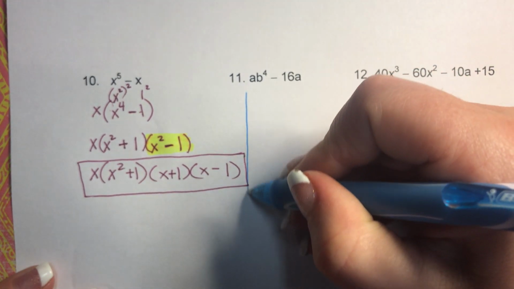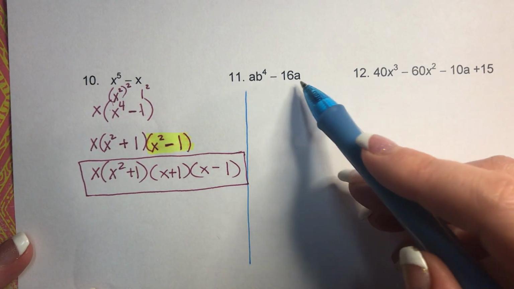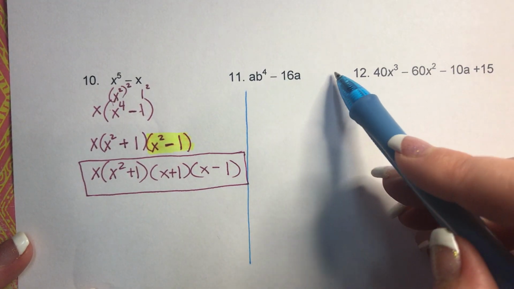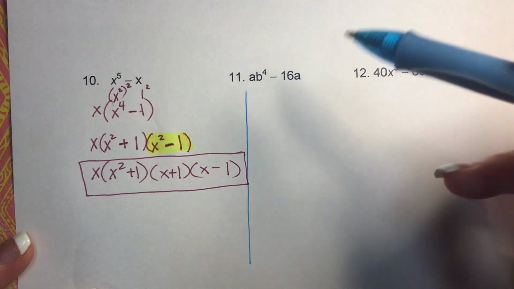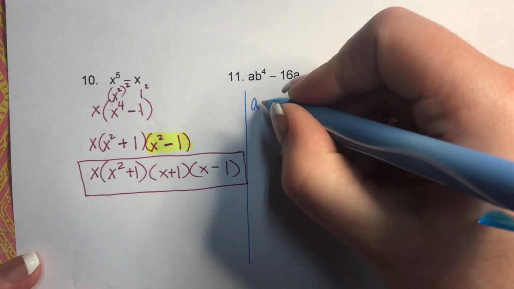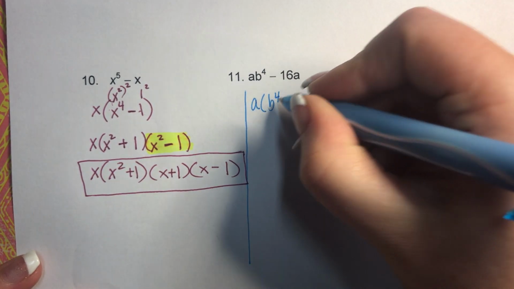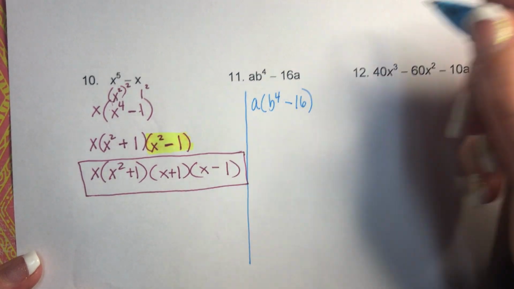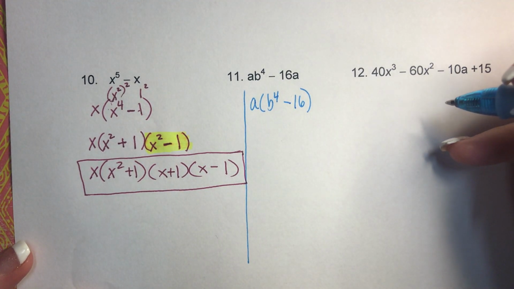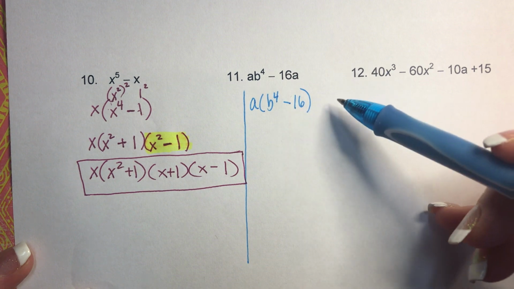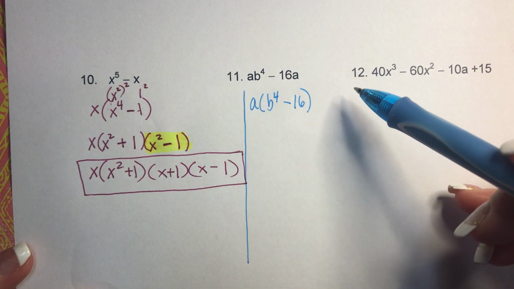Okay, let's go ahead and look at this one. So what are we looking for? We're looking for common factors, right? And there's a common factor A, so we're going to factor that out. And we're left with b to the 4th minus 16. Okay, that's wonderful. Then what do we do?